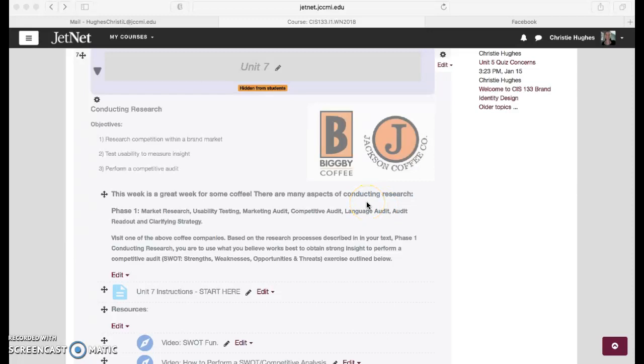This week we're going to be reading about conducting research, competitive analysis, competitive audit, market research, usability testing, language audits, audit readout, and clarifying strategies.